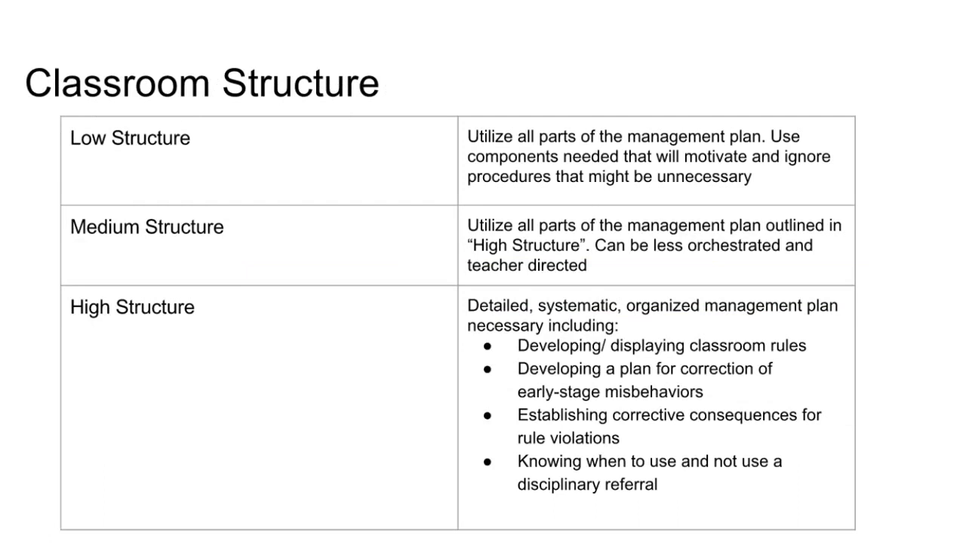Here is a further definition of what you might need to consider when determining your classroom structure. Based on the results from the previous table, you should have some sense of what level of structure is needed. For example, if low structure was what you found on the table, you would use all parts of the management plan, but you could use only the components needed to motivate and ignore procedures that might be unnecessary that would be included in the medium or high structure.